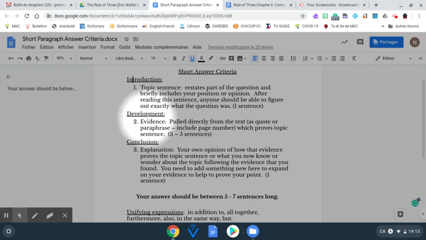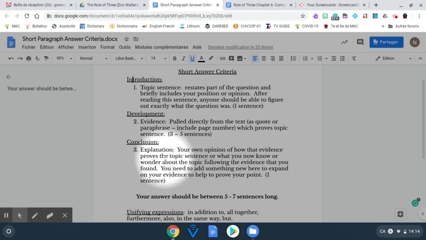When it comes to our development, that is going to have 3 parts. So usually that'll be a first, second, third as introductory words to use for your sentences. But it really is 3 parts. You want 3 pieces of evidence. So this is going to be pulled directly from the text, either as a quote or paraphrase, including a page number, and that's going to try and prove that your topic sentence is true.